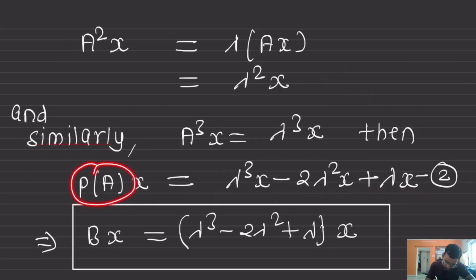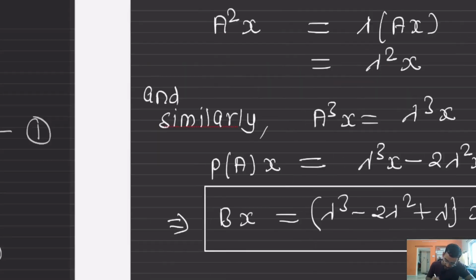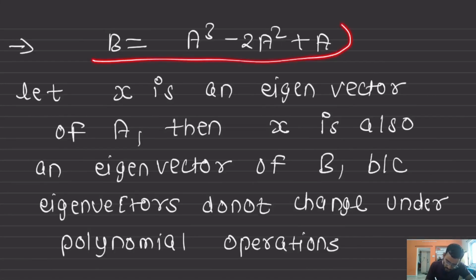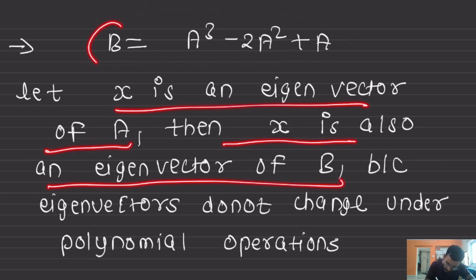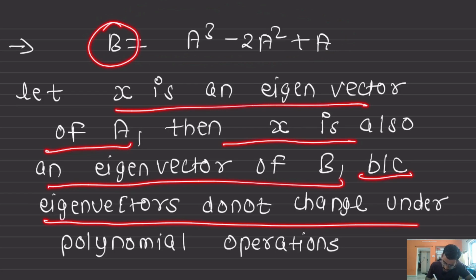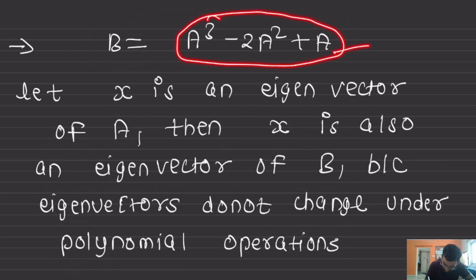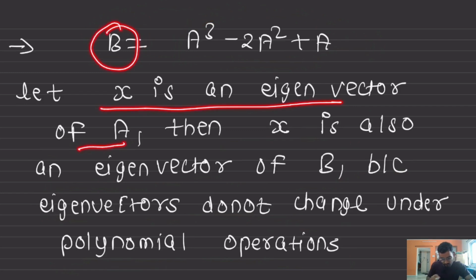Here, p of A, this polynomial, is nothing but the B which is given. Then Bx can be written in this form. Now, one more thing: if x is an eigenvector of A, then x is also an eigenvector of B. Why? Because eigenvectors do not change under polynomial operations. Since we are applying a polynomial on A, and the eigenvector does not change under a polynomial, the eigenvectors of A and B will both be the same. It means if x is an eigenvector of A, then x is also an eigenvector of B.